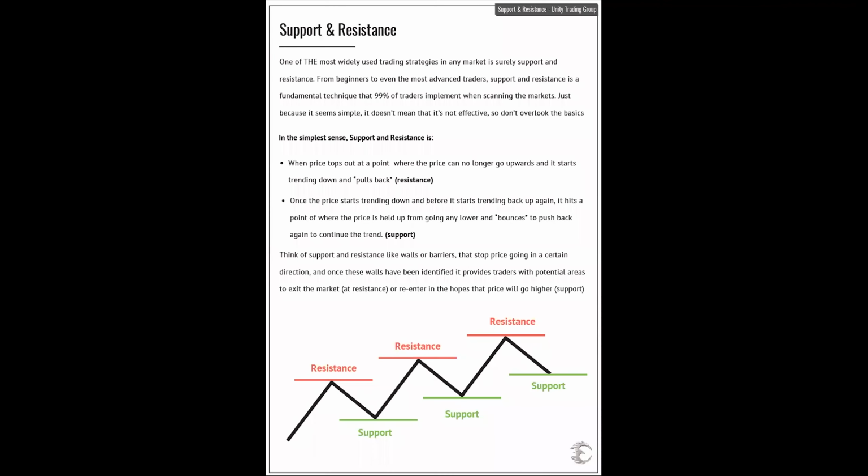Support and resistance is surely one of the most widely used trading strategies in any market. From beginners to even the most advanced traders, support and resistance is a fundamental technique that 99% of traders implement when scanning the markets. Just because it seems simple, it doesn't mean that it's not effective. So don't ever overlook the basics. And we see that way too often with beginner traders.